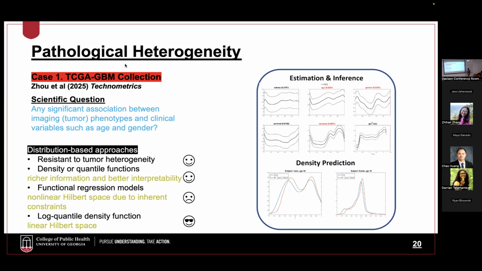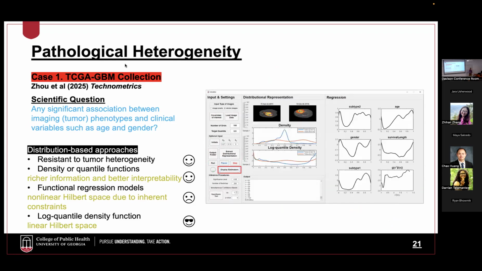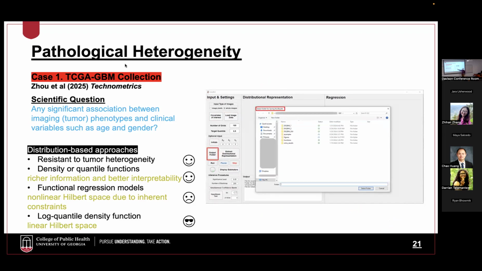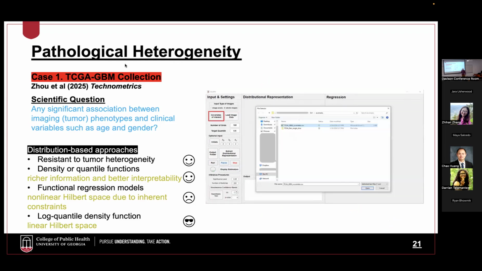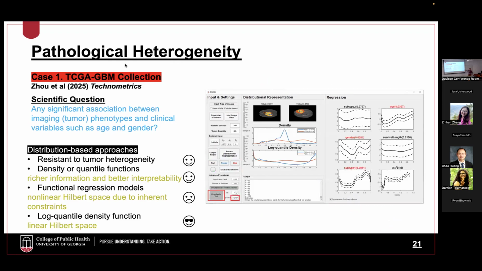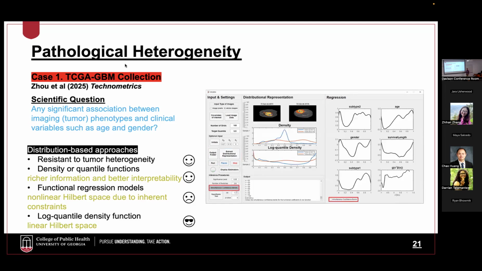Okay. And also we built this software, which is based on MATLAB. It is already on GitHub. Anyone who is interested and has their own tumor imaging data sets can just dump the data set into this software, and you can conduct all the analysis I just showed you, like the association or the prediction problems over there. Okay.